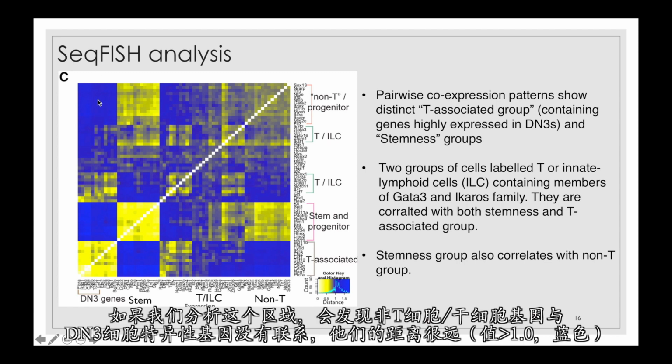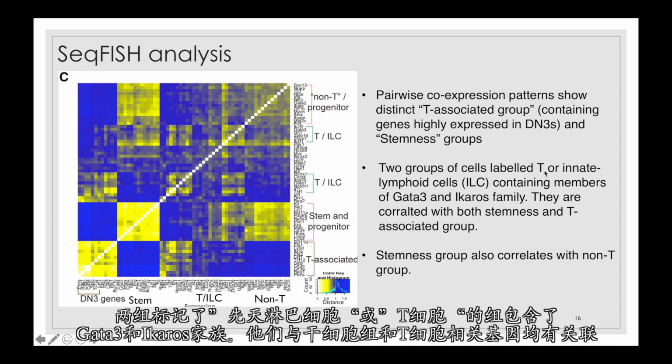And if we look into this, we can find the non-T or progenitor groups are totally different from the DN3 genes or T-associated genes because they have non-association value. And two groups of the cells labeled T or innate lymphoid cells, which are here and here, contain members of GATA3 and the Ikaros family.